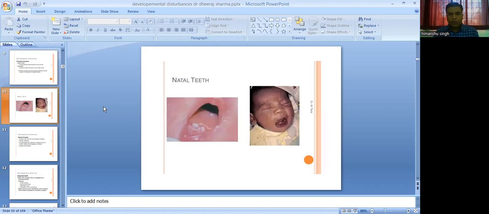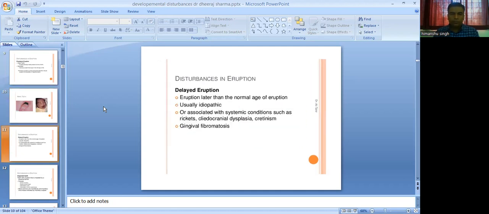You see the natal teeth in the mandibular arch. Disturbances in eruption: delayed eruption, eruption later than the normal age of eruption, is usually idiopathic, and it is also associated with certain systemic conditions such as rickets, cleidocranial dysplasia, and cretinism, and also gingival fibromatosis.